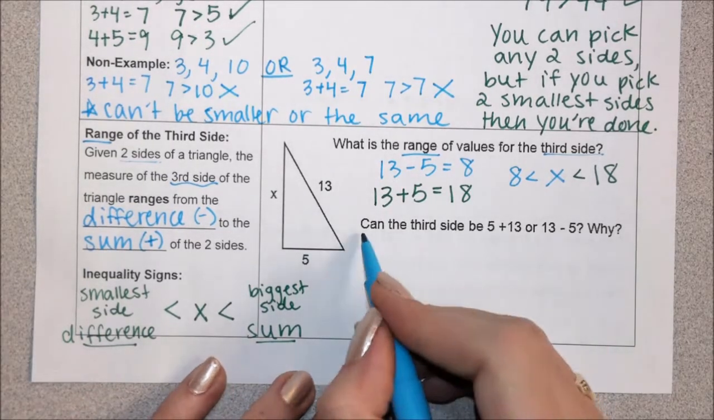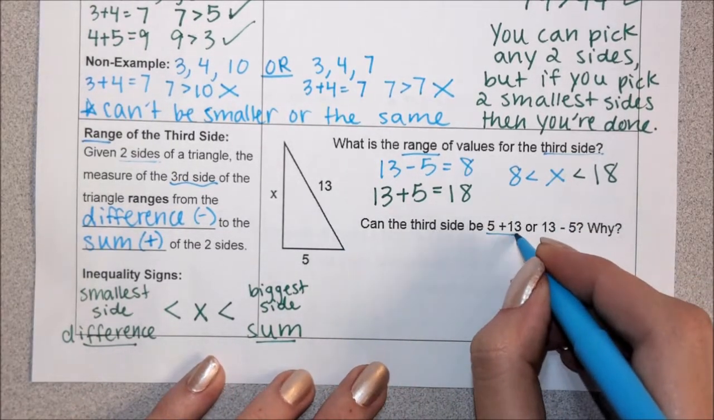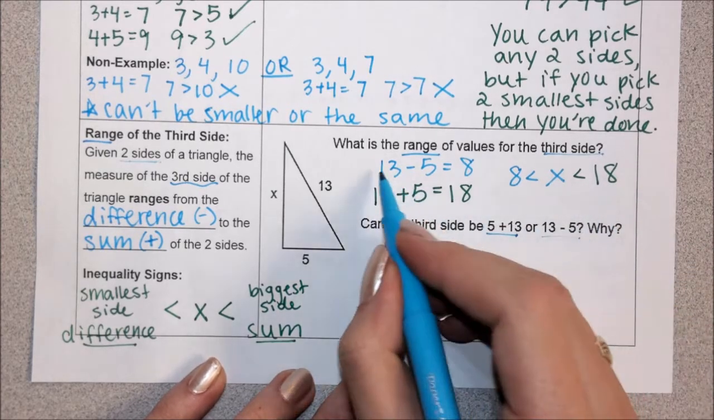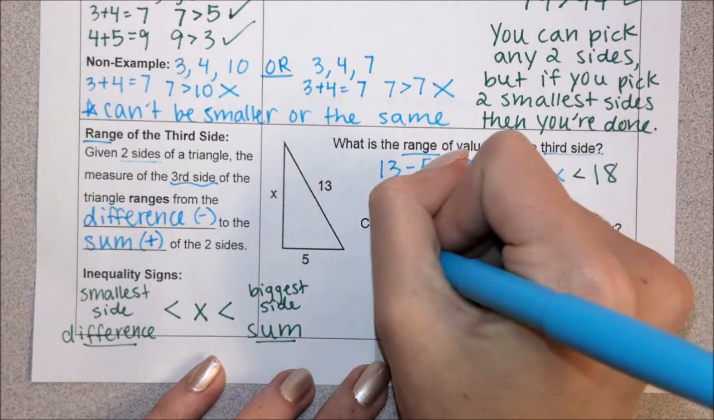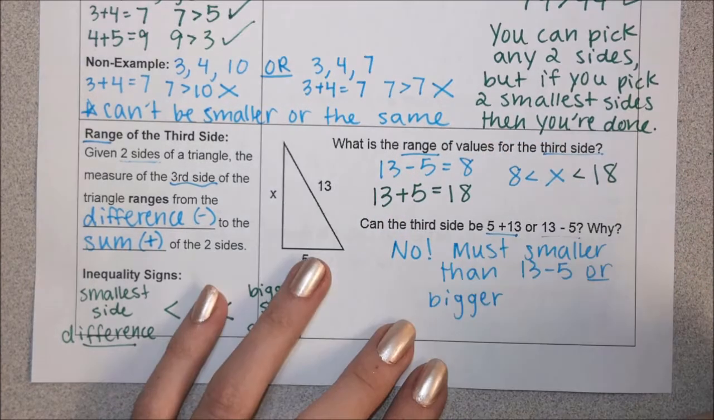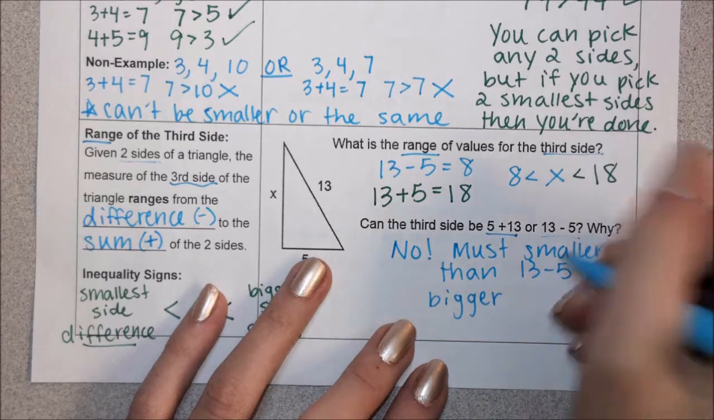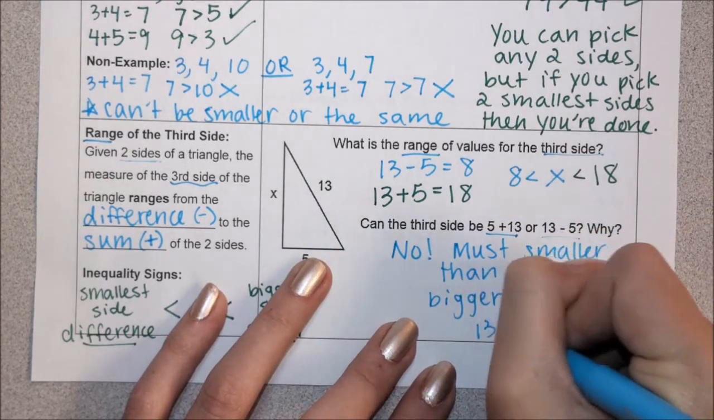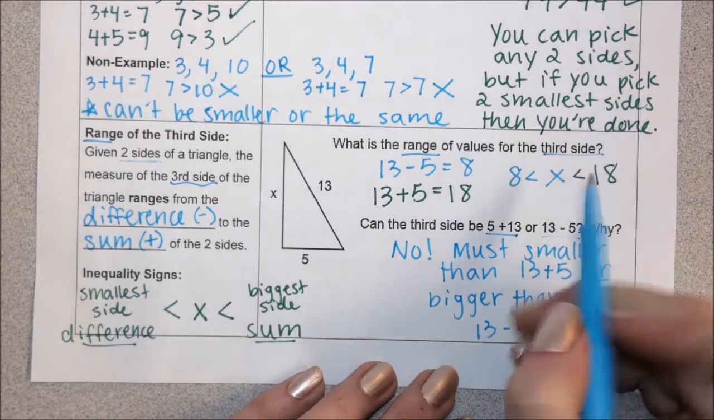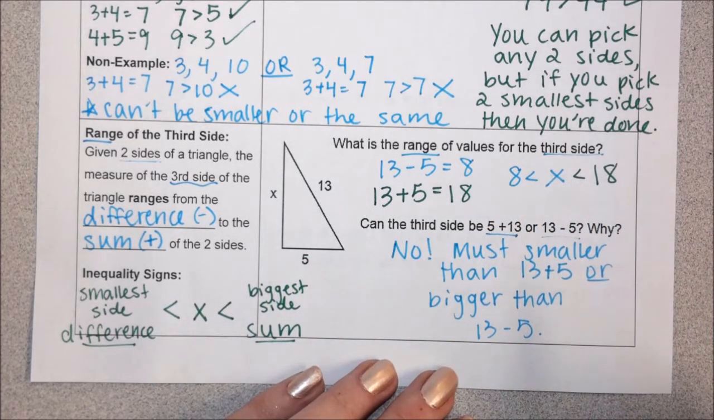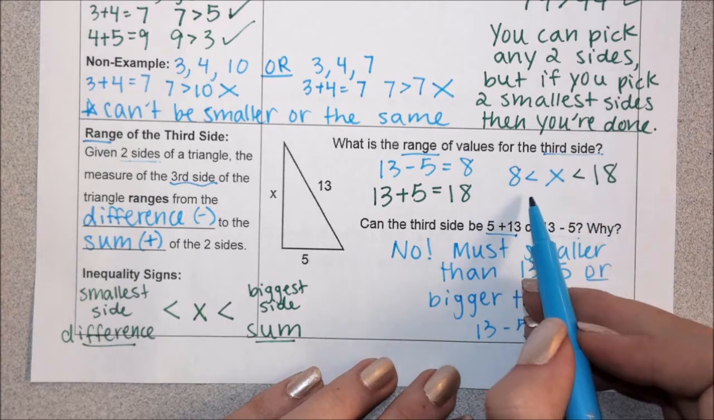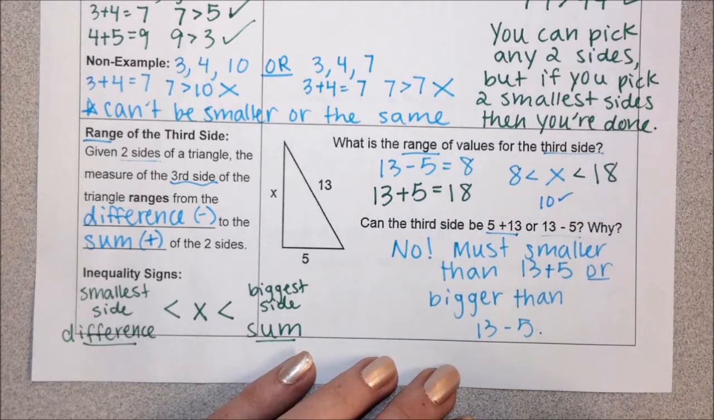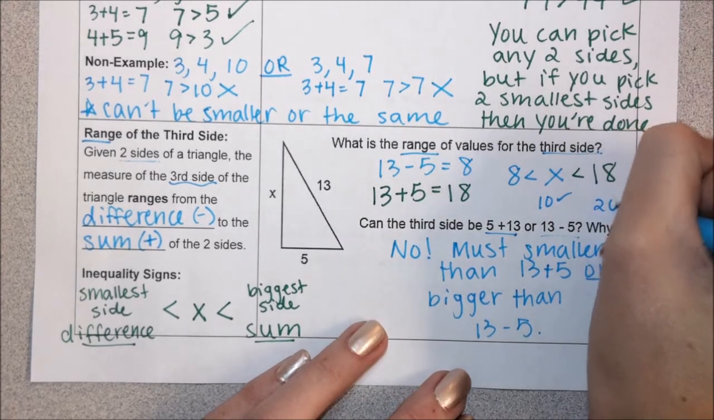So if we think about what that means, can the third side actually be 5 plus 13? Can it actually be 18? Or can it actually be 13 minus 5, which is 8? Nope. It must be smaller than 13 plus 5 and bigger than 13 minus 5. So it has to fall in the middle of these numbers. So if I asked you to pick a possible number, we could pick 10. 10 would work. You can't pick 20 because that's outside of 18.